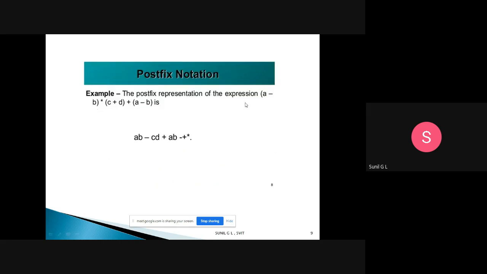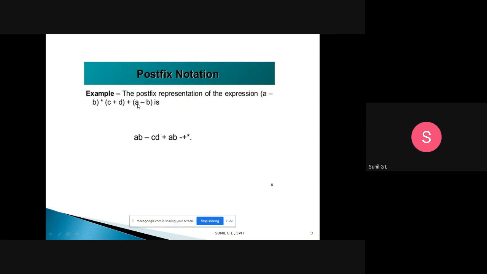Okay, so suppose we have a minus b star c plus d plus a minus b. So this is the infix expression. When you convert this into a postfix expression, a minus b will be a b operands first, after that minus, and here c. Within the parenthesis there is c plus d, so that is c d plus. Then after that we have a minus b.